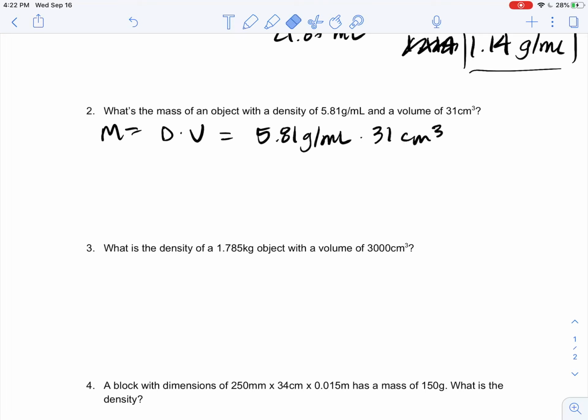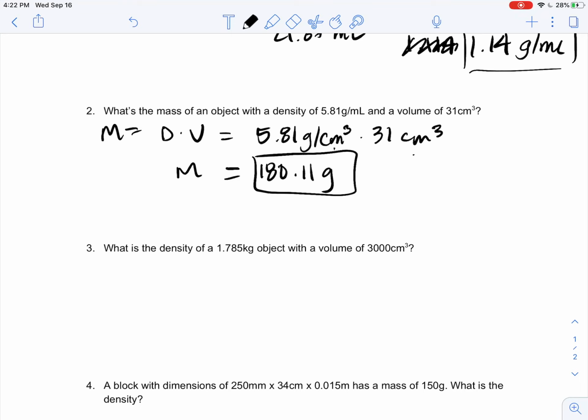So technically, you could just make this into centimeters cubed because they're the same. Then when you look here, you have centimeters cubed on the denominator there, and centimeters cubed on the numerator there, so they cancel out, and what you're left with is grams. Mathematically, 5.81 times 31 gets you 180.11. And the label would be, again, we're looking for mass, so mass equals 180.11 grams.